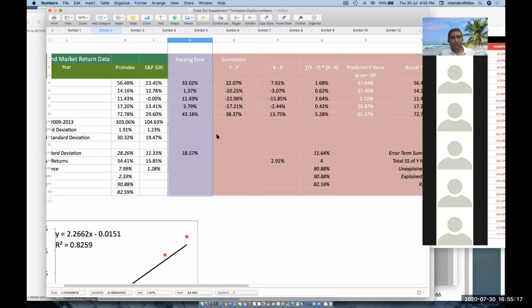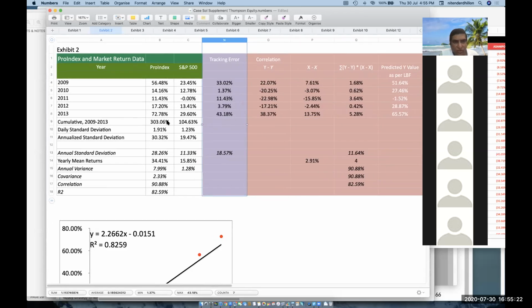Okay, let's start from here. We've got these returns for the last 5 years, 2009 to 2013. Tracking error we'll see later, let's look at correlation once. This is Y minus Y bar, which is 56% in 2009. The mean is 34, so it was 56 minus 34 of the mean, which is 20. This means our mean was 34 over the last 5 years, this year it is 14%, so we were 20% off the mean.